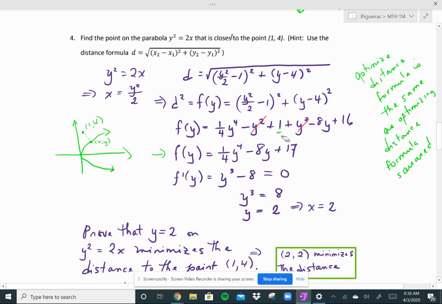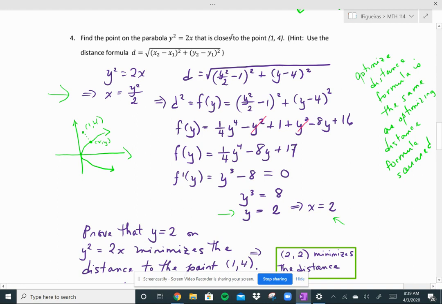So when you take the derivative, you get f prime of y is y cubed minus 8. And if you set that equal to 0 and solve it, you get y cubed equals 8. Take the cube root of both sides, which gives you a value of y equal to 2. So just like in the other examples, you need to find an x and y value. So you find the x value by plugging it in right here. So when you plug in 2 for y, you get that x is also 2.